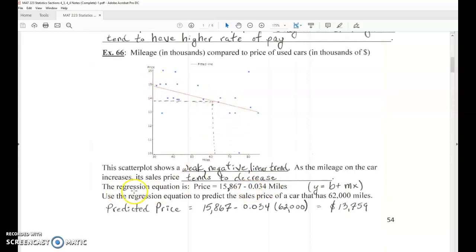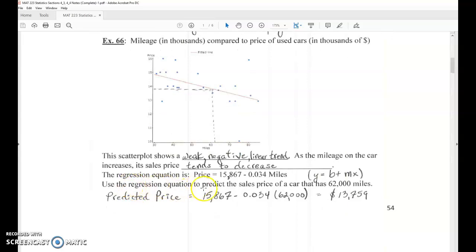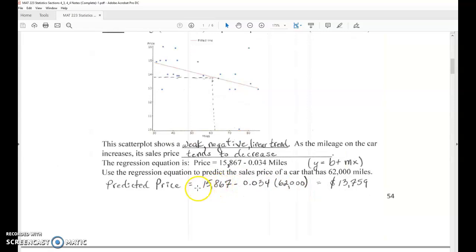We're going to use this regression equation to predict the sales price of a car that has 62,000 miles. That just means you let x be 62,000, you plug it in there. So miles is 62,000. You put this in your calculator, 15,867 minus 0.34 times 62,000, which was X. You come out to be $13,759. That's what you would predict the price of the car to be.